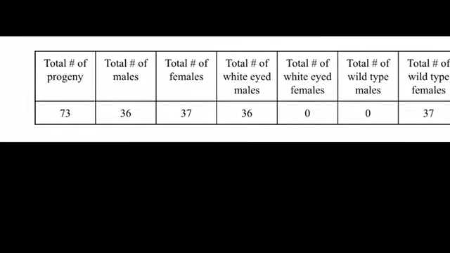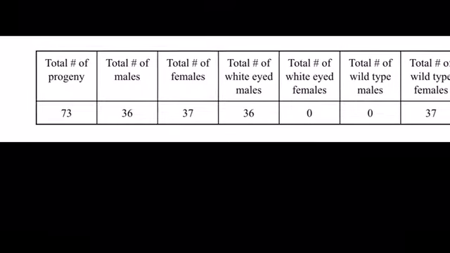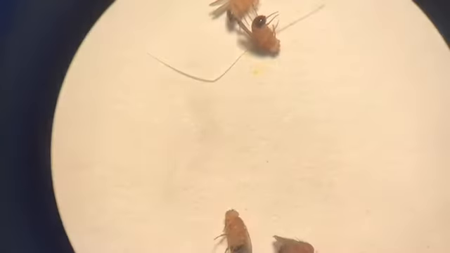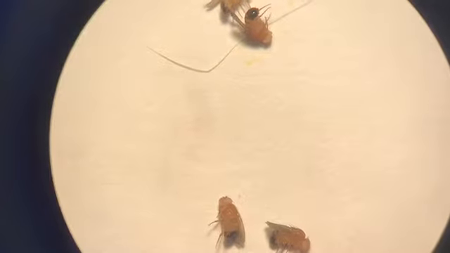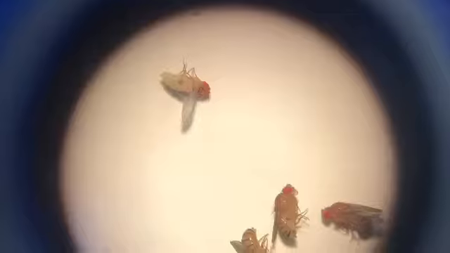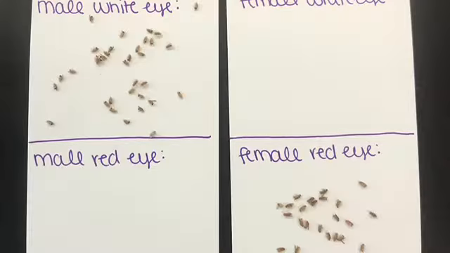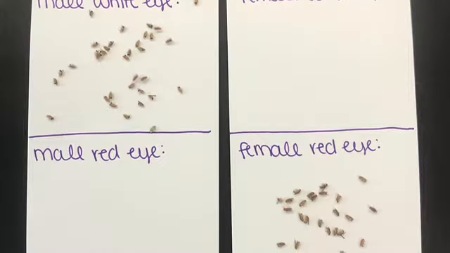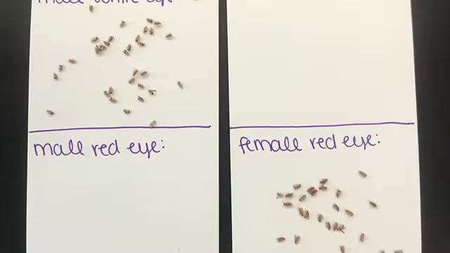This table demonstrates the F1 progeny that was created from the first mating between a white-eyed female and a wild-type male. The data concludes that there were a total of 73 flies produced, 36 of which were males and 37 that were females. All 36 of the males were white-eyed, and all 37 of the females were wild-type red-eyed flies.